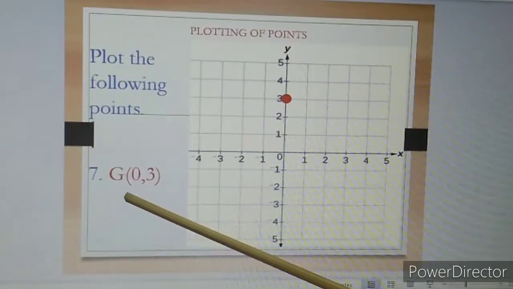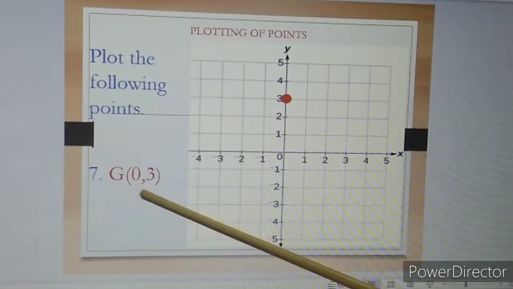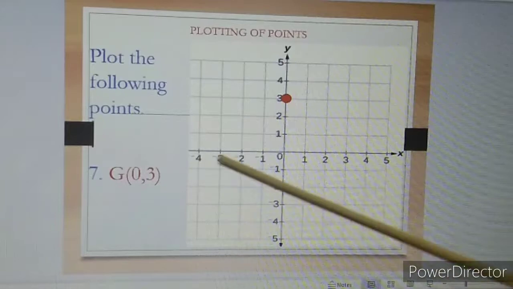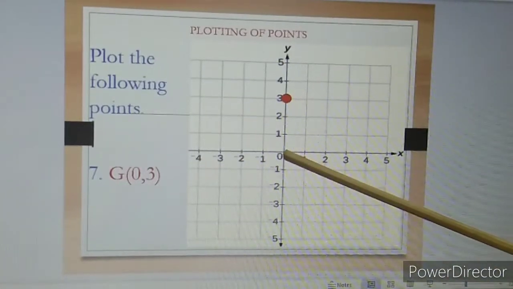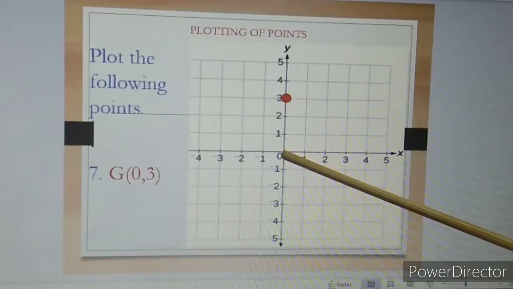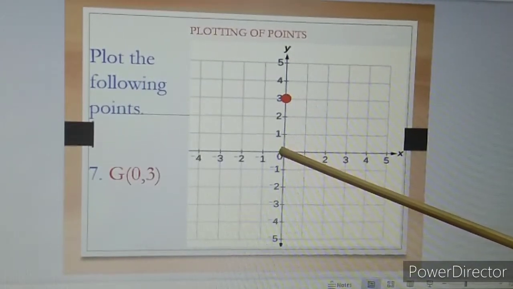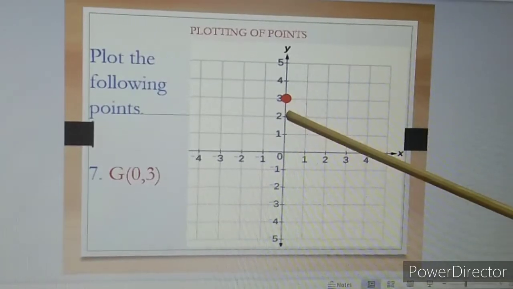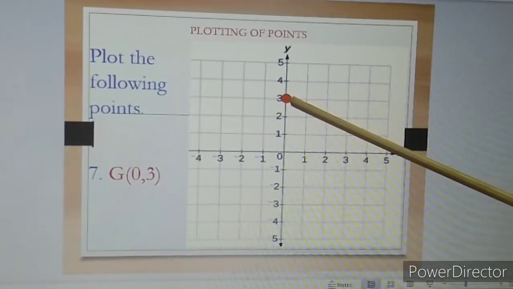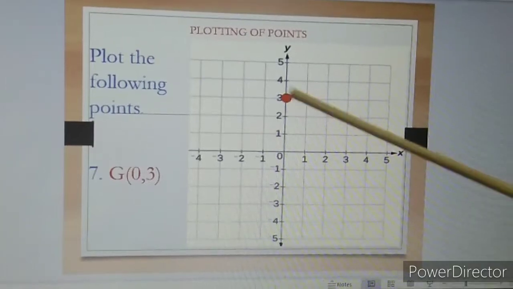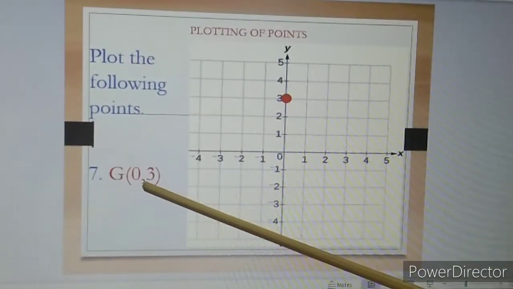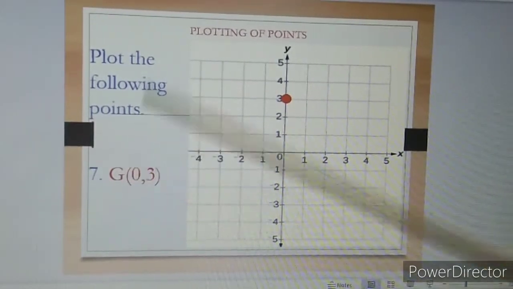Okay, the next point is point G with coordinates of 0, 3. From the origin, we will move 0 units, so we will not move from the origin. And we will move 3 units up because it is positive: 1, 2, 3. Therefore, this is the point that represents point G with coordinates of 0, 3.